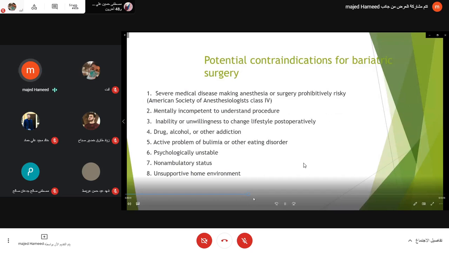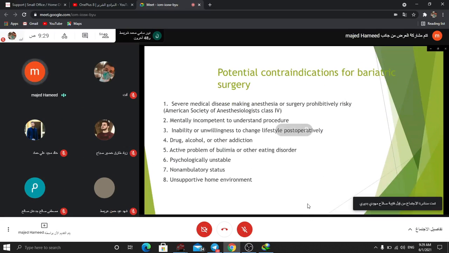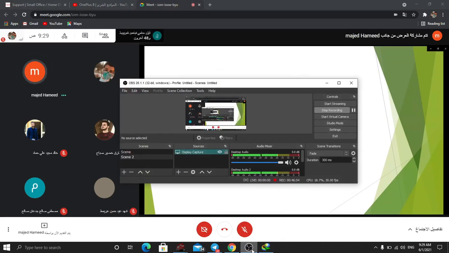Potential contraindications for bariatric surgery. Severe medical disease making anesthesia or surgery risky. Mentally incompetent to understand the procedure. Inability or unwillingness to change life post-operatively. Drug, alcohol, or other addiction. Active problem of bulimia or other eating disorder. Psychologically unstable, non-ambulatory status, and lack of a supportive home environment.